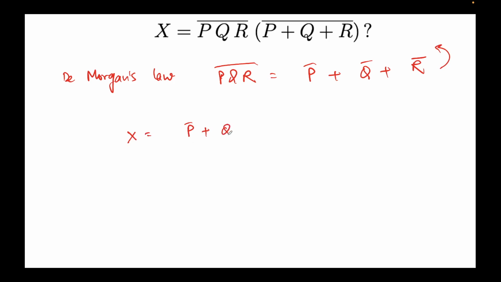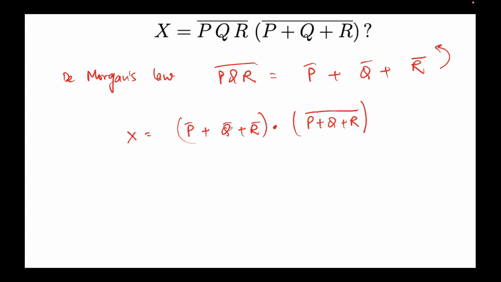P bar plus Q bar plus R bar times (P plus Q plus R) whole bar, right? P plus Q, this is not the same. Note that for the bar over a sum, first we take the negation and then we add them.